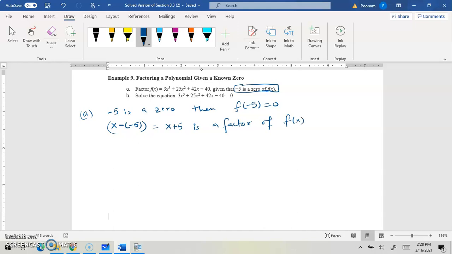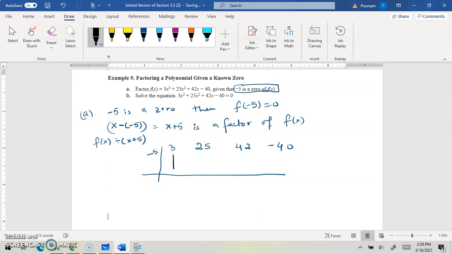What does that mean? That means if I divide f of x by x plus 5, let's divide that and I'll show you what it means. So we have f of x whose coefficients are 3, 25, 42, negative 40. We have to write negative 5 here. 3 comes down, multiply by negative 5, it's negative 15. Add the column: 10. Multiply by negative 5, negative 50. We have negative 8. Multiply negative 5 and negative 8, we get 40. We add, we get 0.